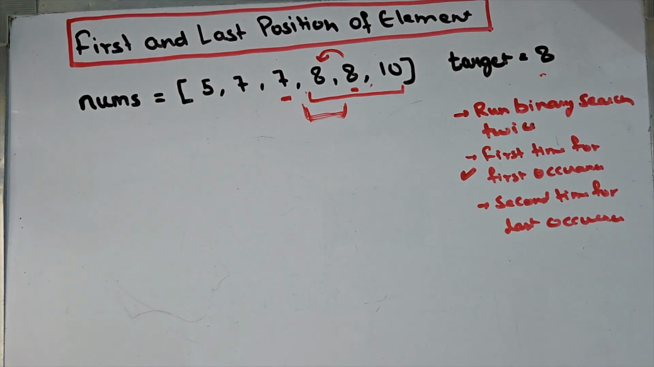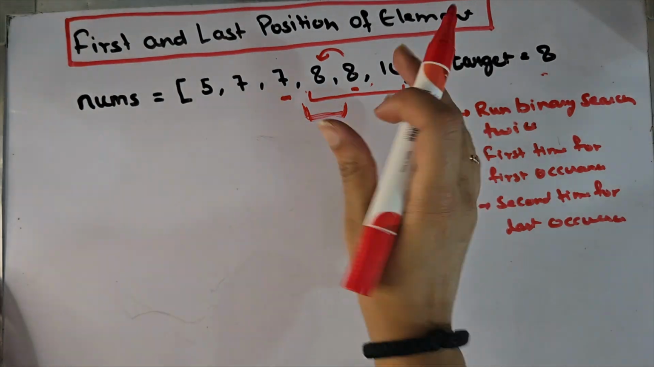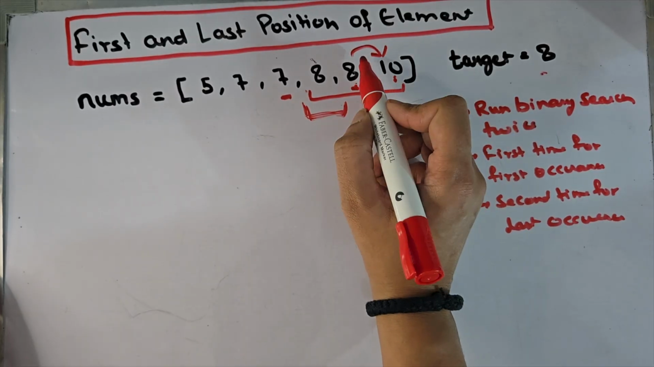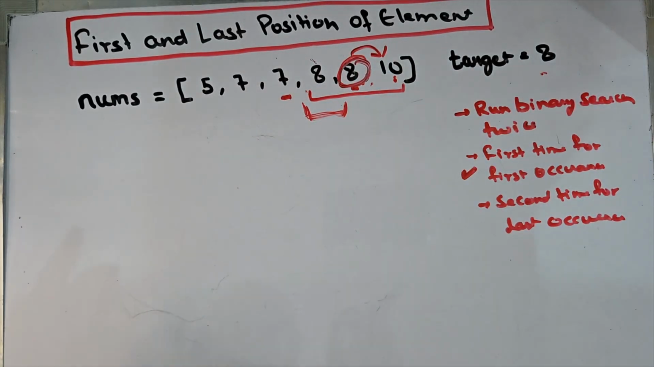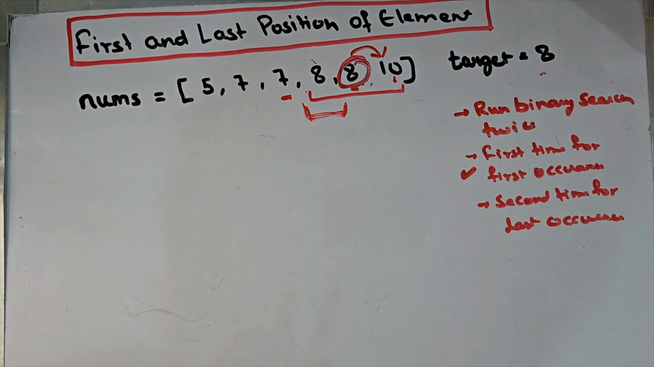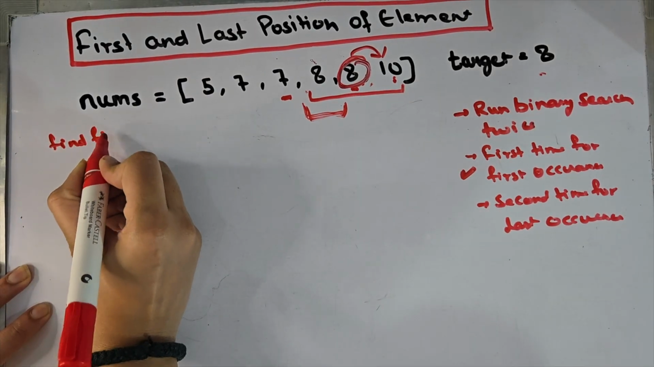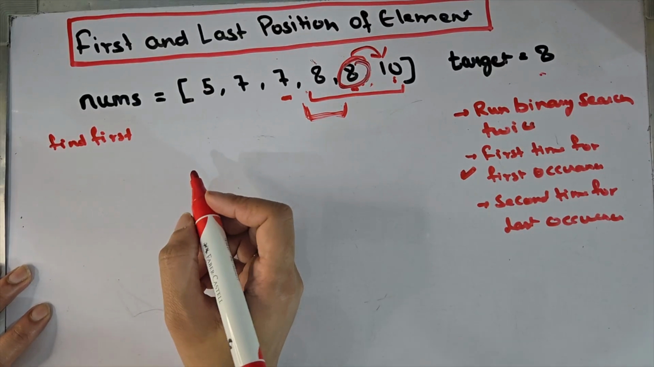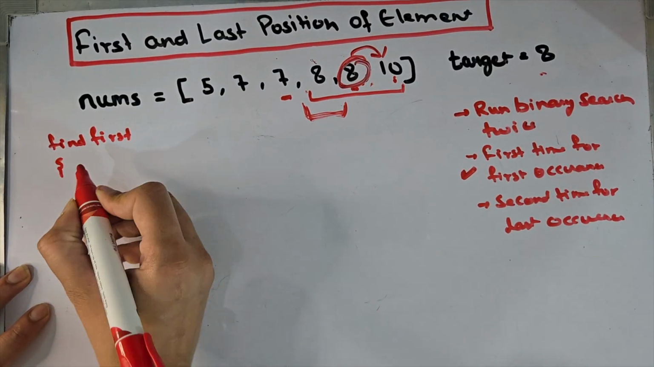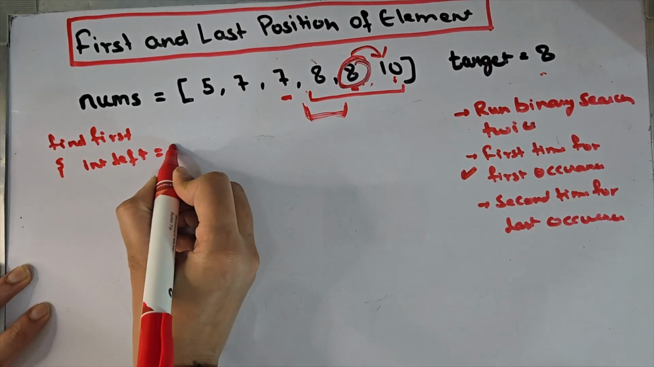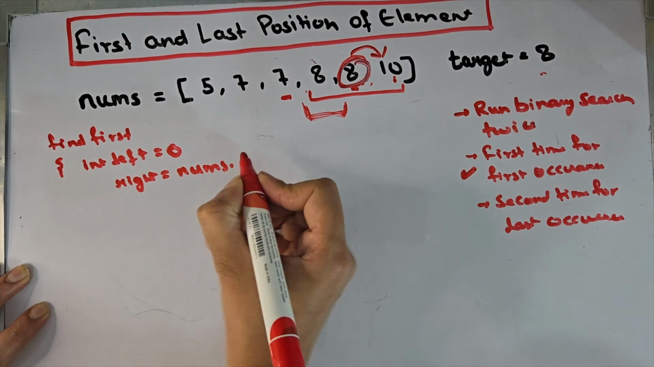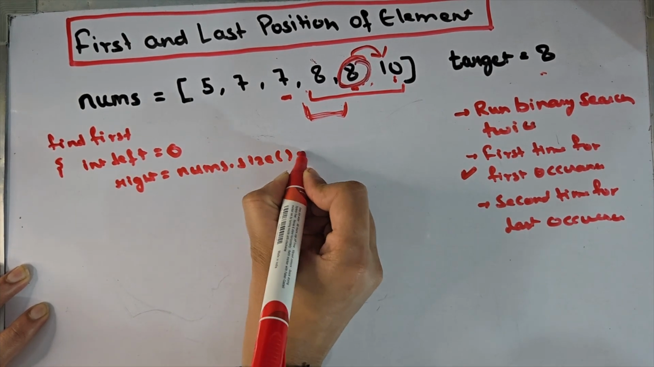Now for last occurrence, what we will do is we will check the right side. If the right side is not equal to the same element, it means this is the last occurrence. So this way we will do two search operations with binary search. So for finding first, we will have a find first function, and in this we will have a left which is equal to 0 and a right which is equal to nums dot size minus 1.